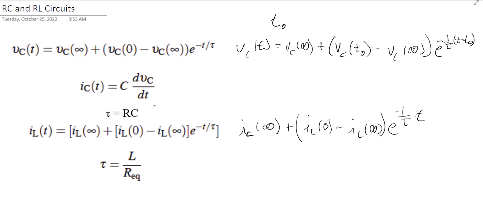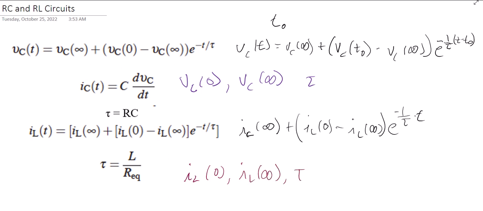So for each of these things, you have to find 3 things. For the RC circuit, you have to find Vc at 0, you have to find Vc at infinity, and you have to find tau. And if you have those 3 things, then you can come up with your equation. For an RL circuit, you also have to find 3 things. You have to find IL at 0, IL at infinity, and tau. And tau for an RC circuit is RC, and for an RL circuit is L over R.